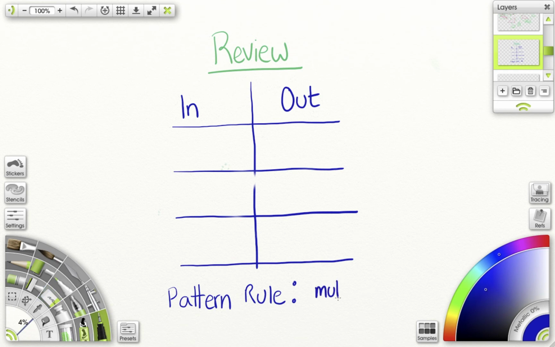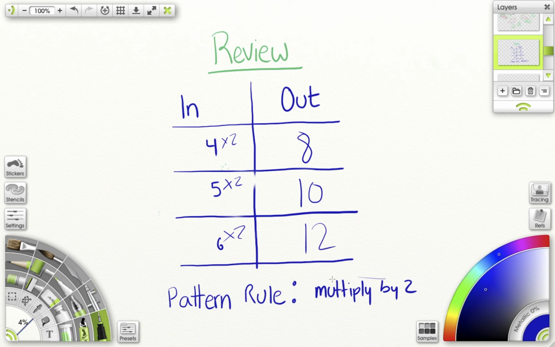So in this case, the pattern rule will be multiply by 2. So I have my numbers here. It's going to be 4, 5, and 6. I just have to apply this pattern rule to my input numbers. So if my input number is 4, I just have to multiply it by 2, so 4 times 2, that equals 8. My next one is 5. I just do the same thing, 5 times 2. My output is 10. Next one is 6. 6 times 2, that equals 12.